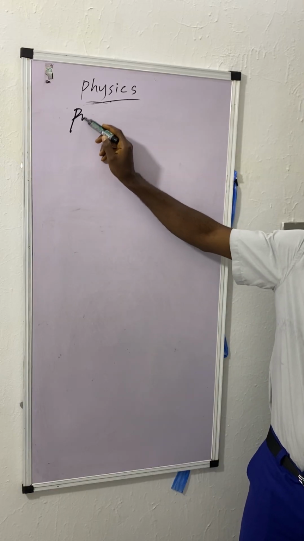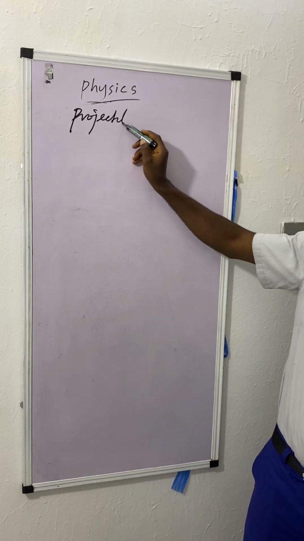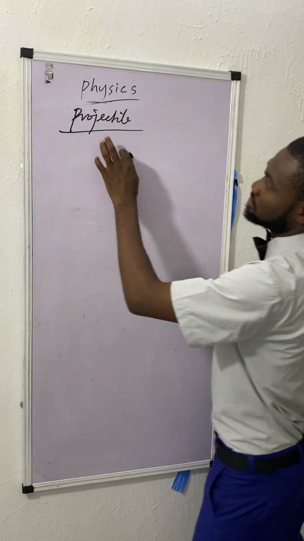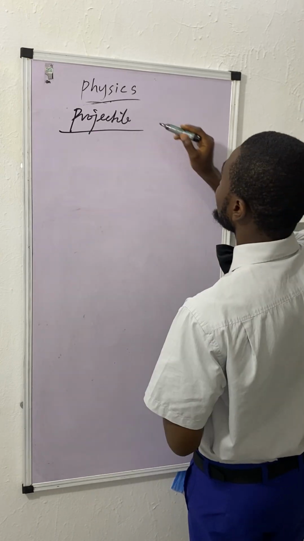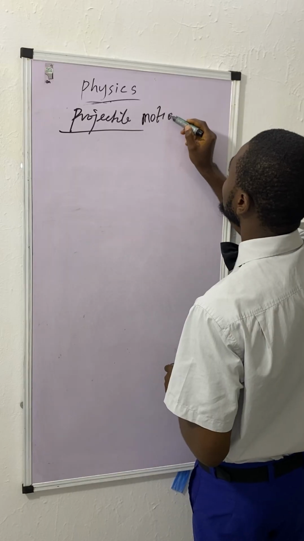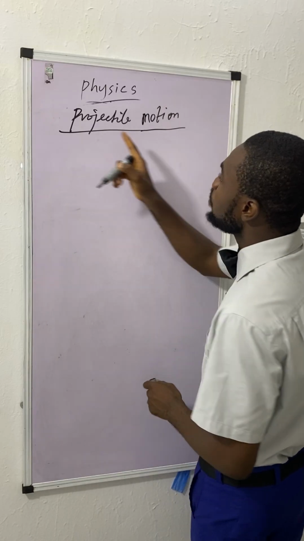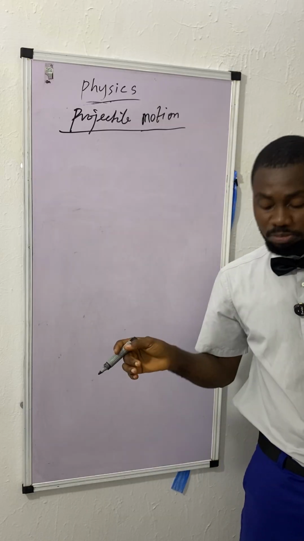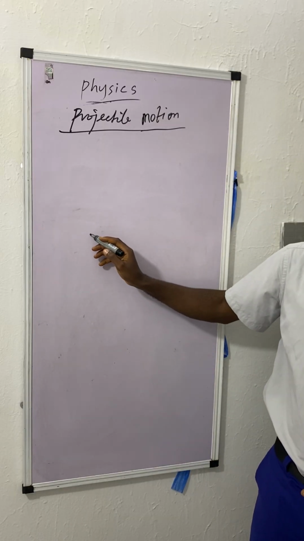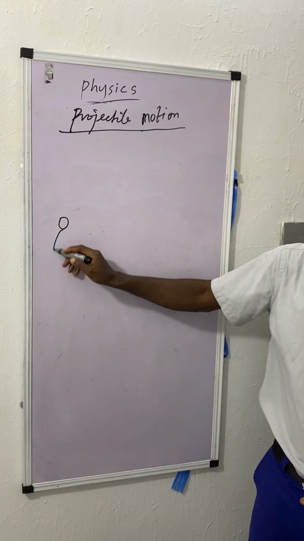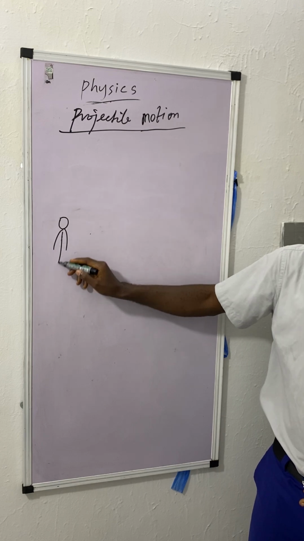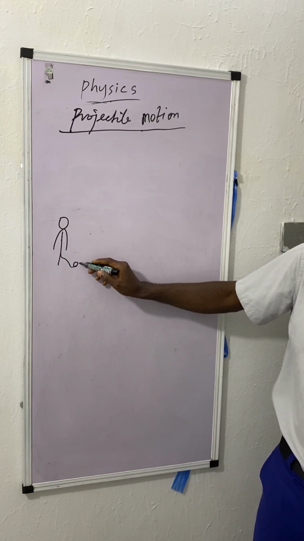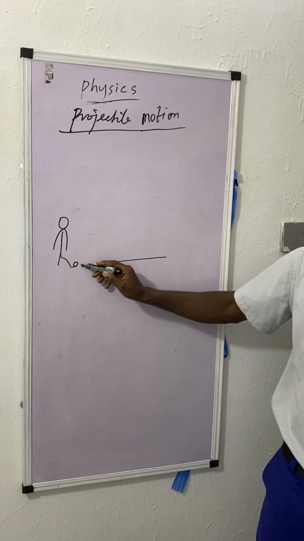So we have projectile. A projectile is an object. Then projectile motion is the motion of a projectile. But firstly, we have to understand what a projectile is. So let's put a person here. Let's say this is Ronaldo. This is Ronaldo's leg. This is a ball. So let's draw something here.